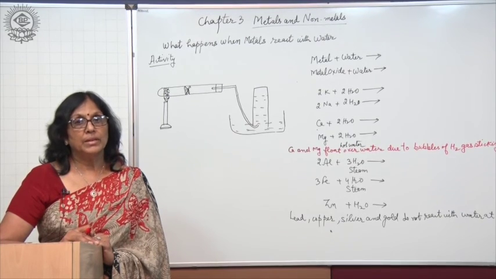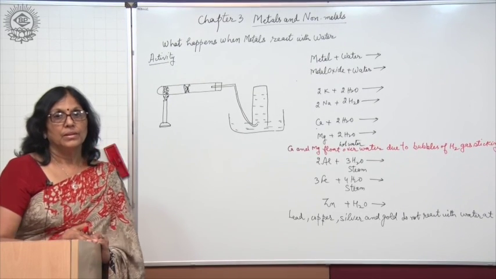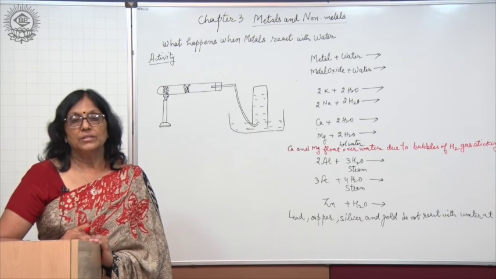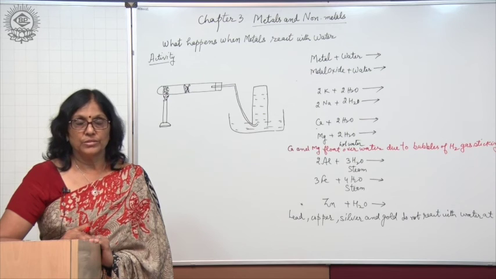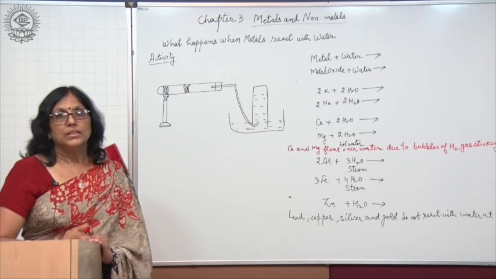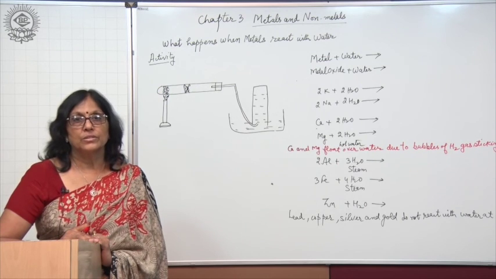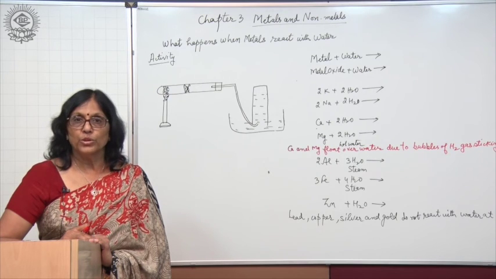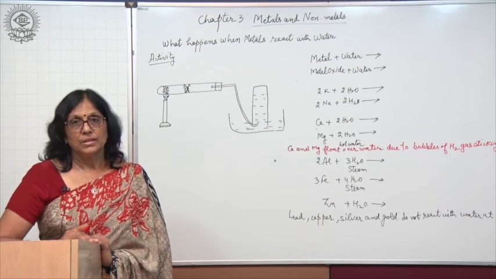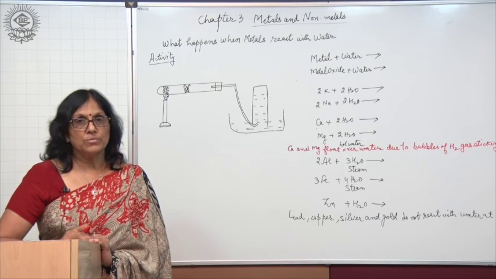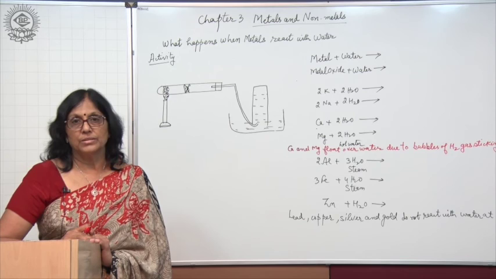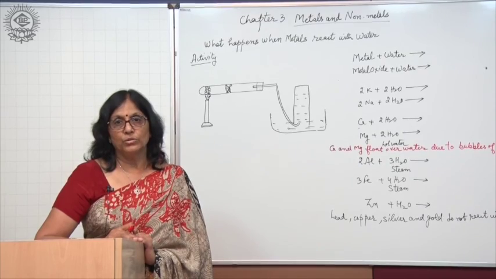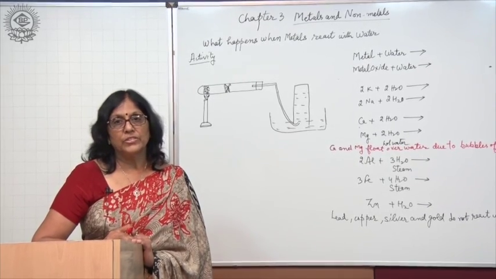What happens when metals react with water? For this, an activity can be performed by taking various metals and observing their activity with water. It has been found that some of the metals react violently with water, producing a large amount of heat, like sodium and potassium. It is a very violent reaction, and this reaction must be performed very, very carefully, because the reaction is so exothermic.